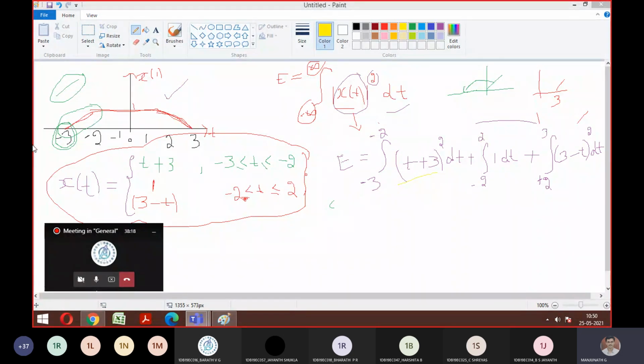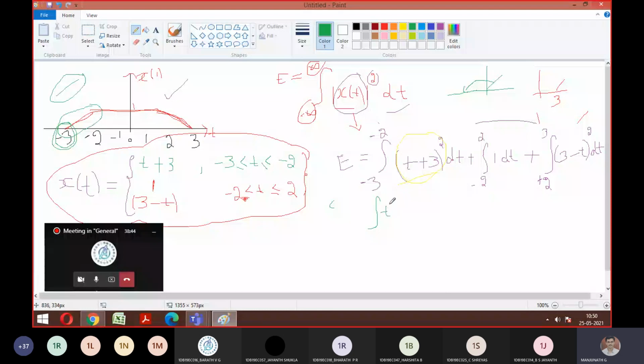So what is the first answer? Simplified, what is the integration you'll get? After expanding this, what is the integration answer you got? Is it t square plus 6t plus 9 before applying integration? It's a square, so it's t square plus 9 plus 6t. For this, we are supposed to do integration. Is my voice audible to everyone?